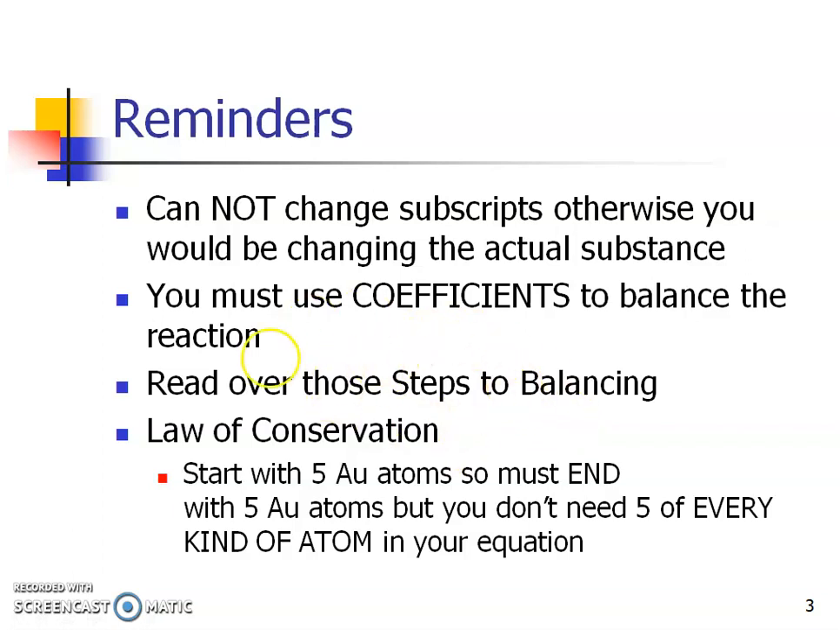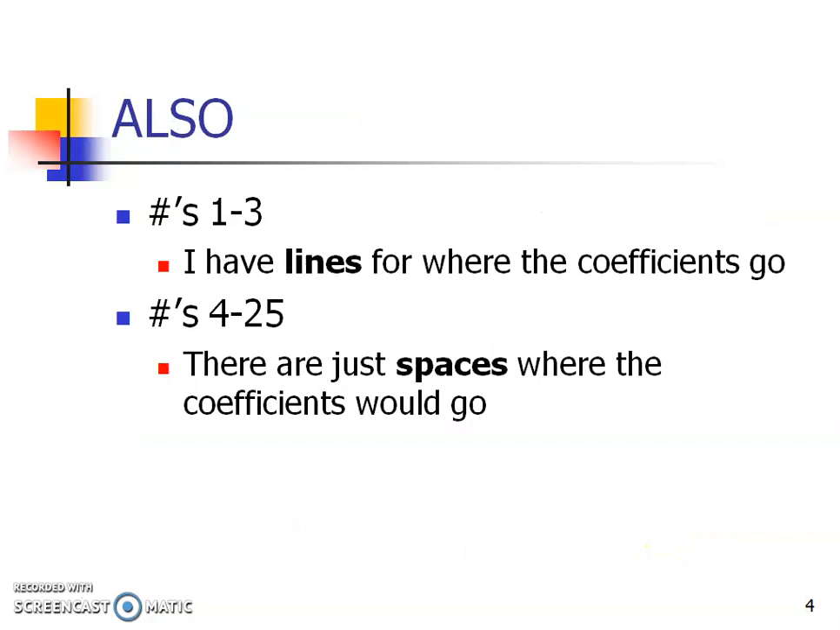You might want to read over again the steps to balancing reactions in your student notes packet. And a reminder of that law of conservation. So if we start off with 5 atoms of gold, you must end up with 5 gold atoms. But that doesn't mean you need 5 of every kind of atom in your equation. So just some things to keep in mind.